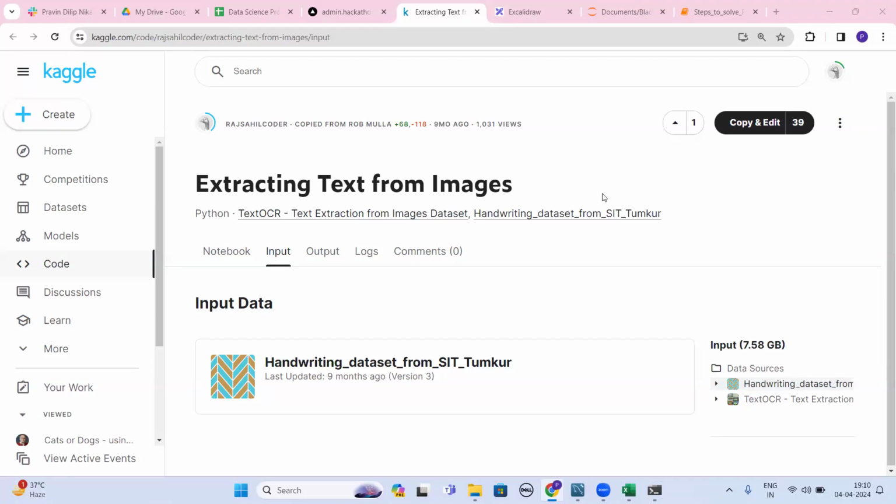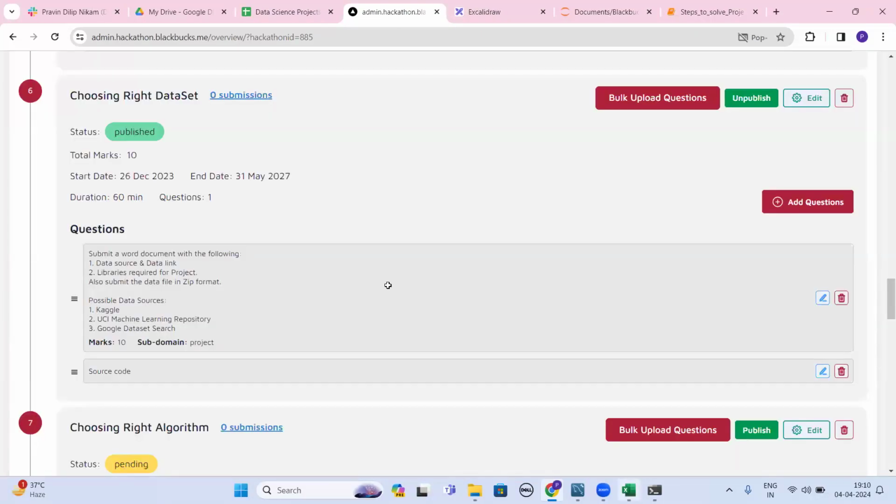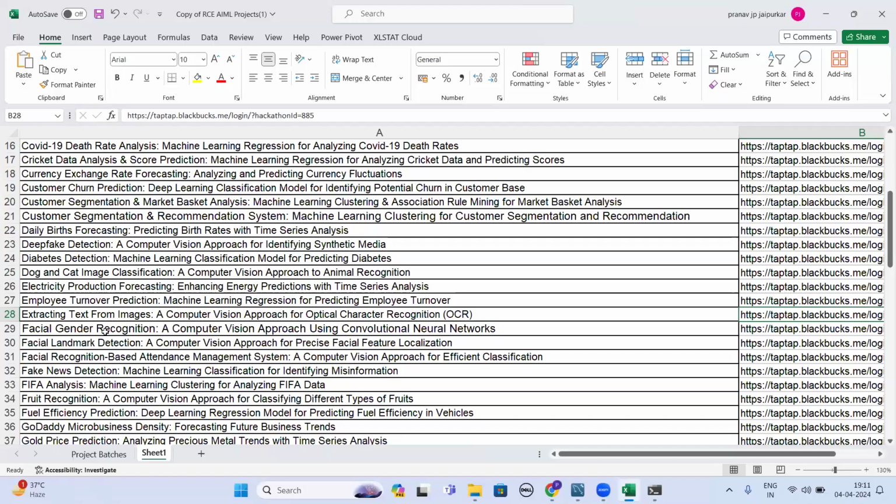So after this is done, let us try to see what we can do now after this. Let me close this particular portion and let us see what is the next project over here. Facial gender recognition, very interesting. You will have images of different male and female candidates, and from the image you are expected to identify whether the person is male or female. Very interesting project.